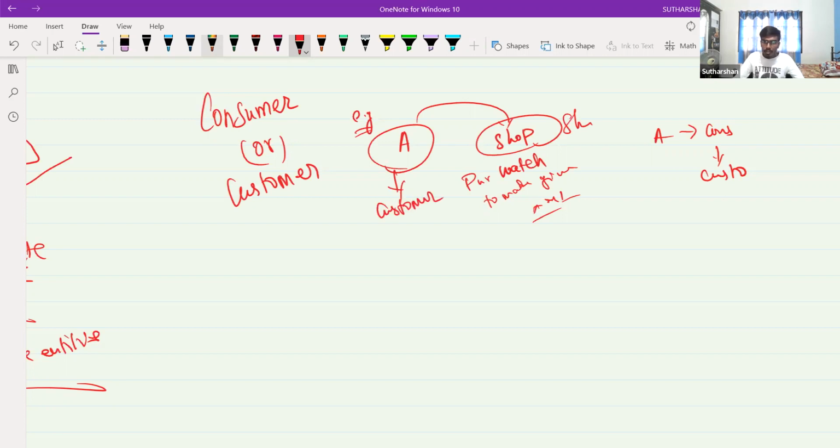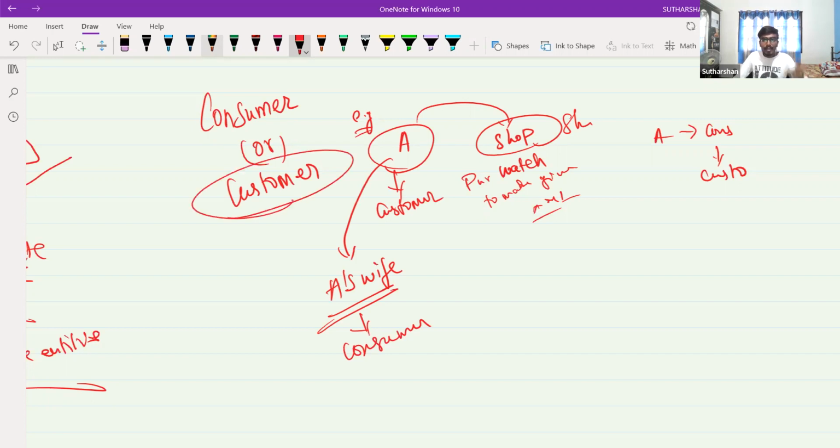Okay, now A is married and A is presenting a watch to A's wife. A's wife, I do not know the name. So A will consume that watch. A will use this watch. So A's wife is a consumer. So this is the difference between the customer and the consumer.